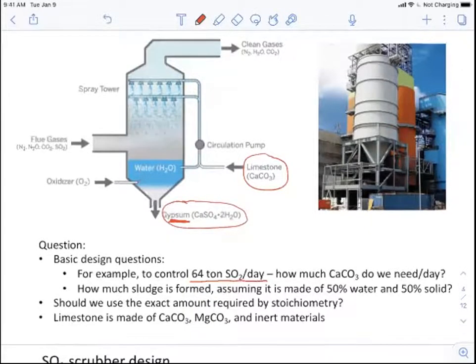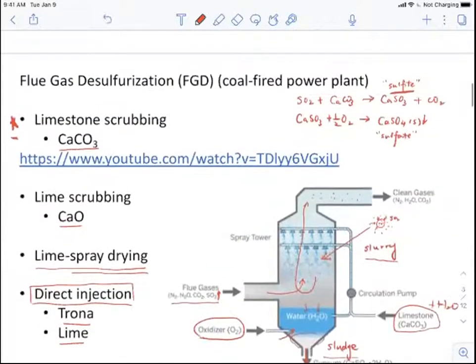So let's say that we know this power plant is emitting 64 tons of sulfur dioxide per day. How much calcium carbonate do we need to neutralize this sulfur dioxide per day? I would say this is a relatively simple stoichiometry problem. If you check the chemical reaction that we wrote here, the sulfur dioxide reacts with the calcium carbonate at a 1-to-1 molar ratio, right?